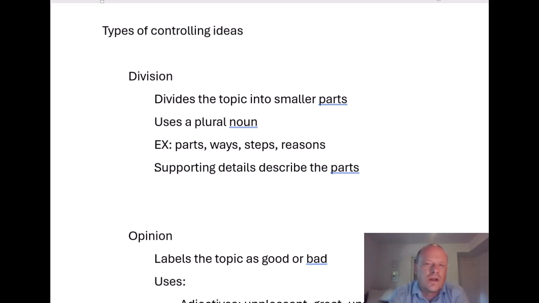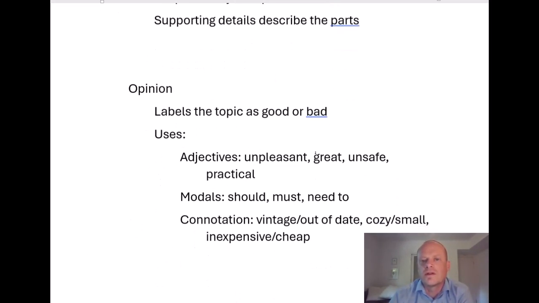So different steps in a process, different reasons why something is good or bad, different ways to write an essay, for example. So that's one type of controlling idea. The other type of controlling idea is an opinion type controlling idea. In the most basic terms, this controlling idea labels the topic as being either good or bad.